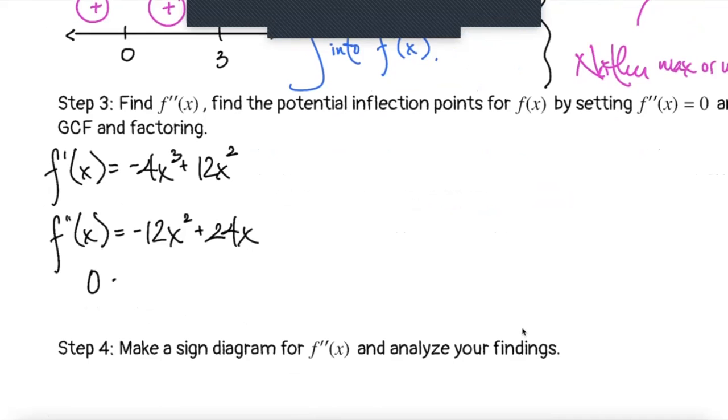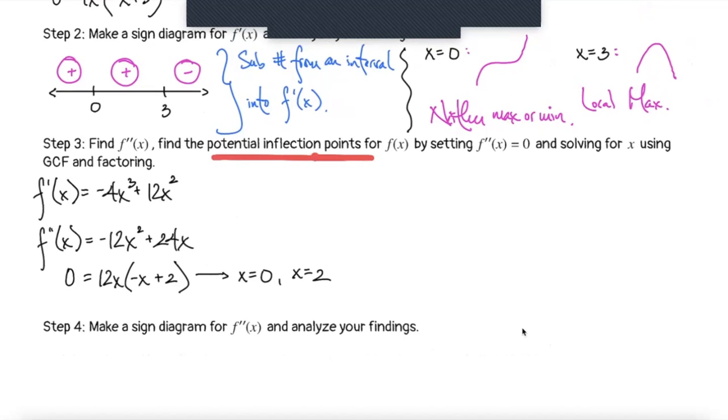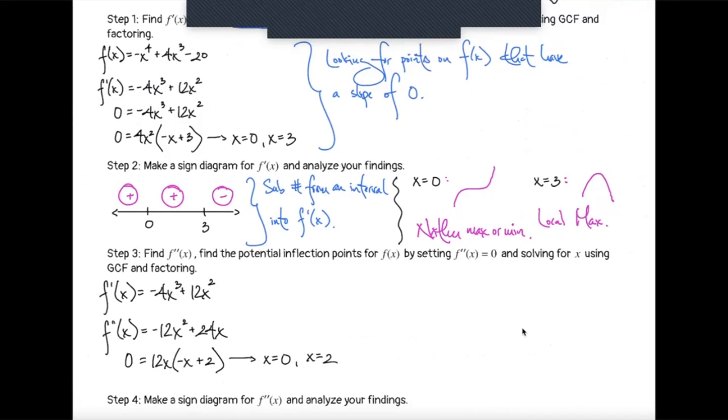We're gonna set it equal to 0. And in the same step, I'm gonna look for a greatest common factor, which in this case, I hope we see as 12x. And in our parentheses, we're left with negative x plus 2. Good. All right, that leaves us with x equals 0 and x equals 2 as being these potential inflection points. Okay, potential inflection points.